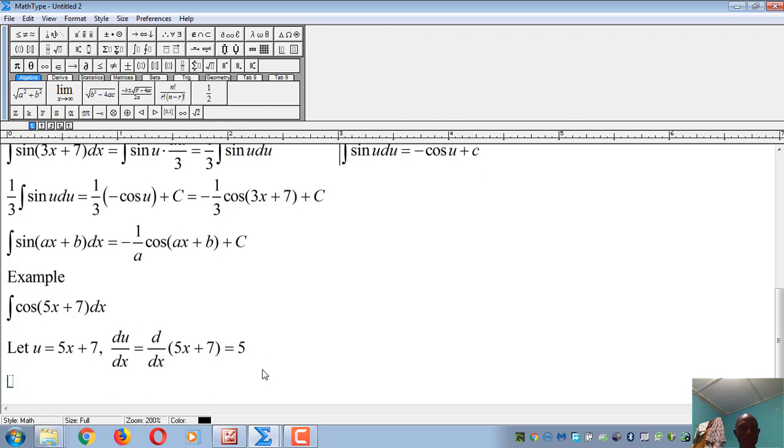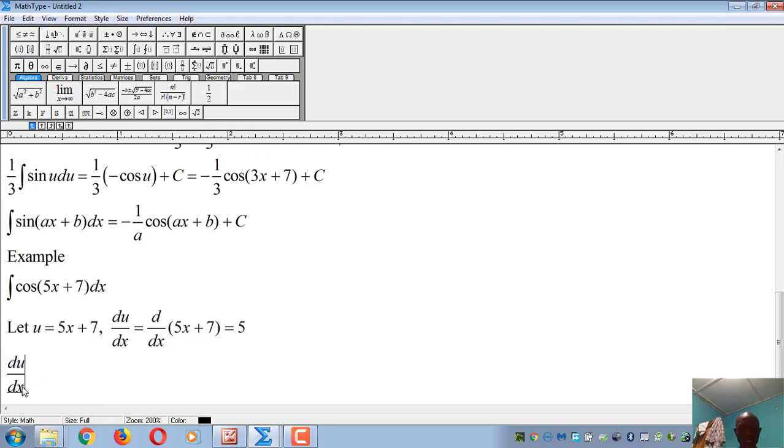So now I also need to find dx and make dx equal to a formula. You have said that our du/dx is equal to 5. So we can invariably say that our dx is equal to du over 5. So that is that.